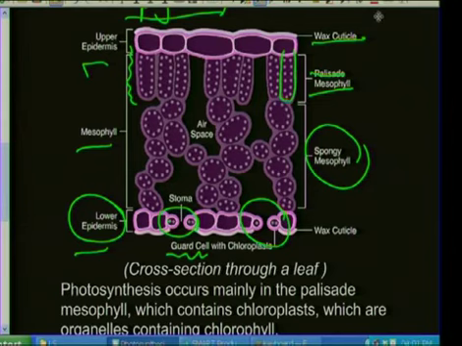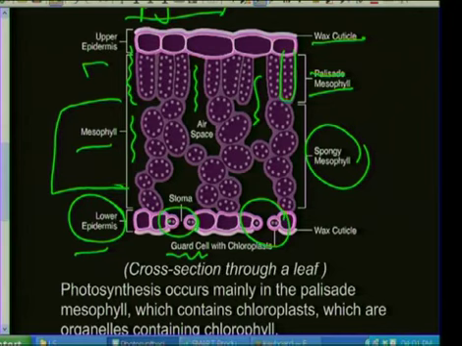So this area here, the spongy mesophyll, has many air spaces, as you can see. There, there, there. So this is the spongy mesophyll. All of this area that I have bracketed here, and all the air spaces, as you can see. Lots of air spaces. And air spaces allow for gaseous exchange. It allows for the gases to be exchanged.